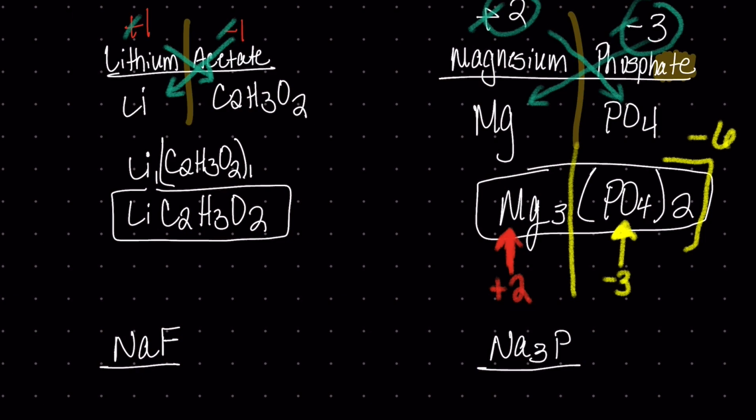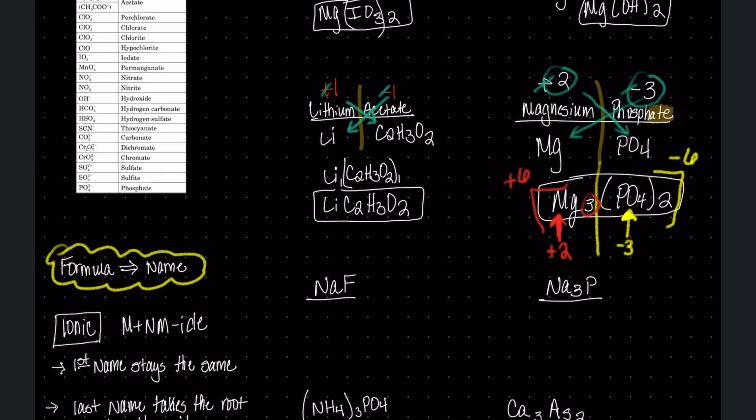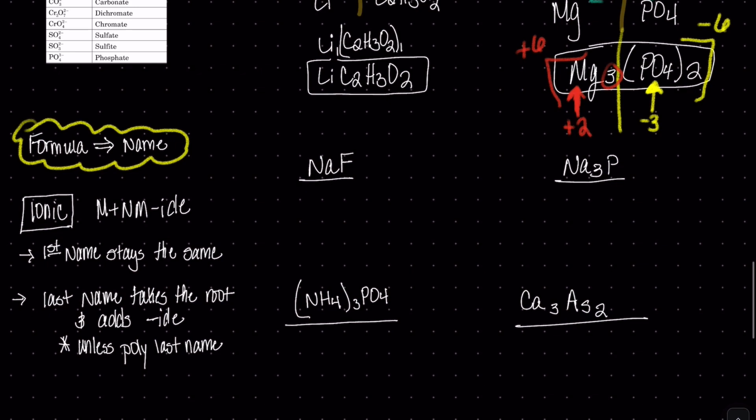But how many magnesiums do we have? We got that 3 magnesiums. So 3 times 2 is 6. So now +6 and -6 cancel each other out. And now we're stable. We're nice and stable together. And that's one way you can check yourself to make sure your formulas balance out and are 0.